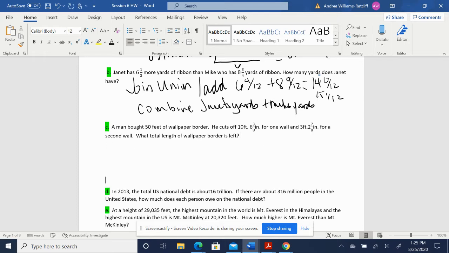Okay, moving on. A man bought 50 feet of wallpaper border. He cuts off 10 feet, 6 3/8 inches for one wall, and 3 feet, 2 7/8 inches for a second wall. What is the total length of wallpaper border that's left? Okay, so this is takeaway. And obviously it's a model for subtraction.